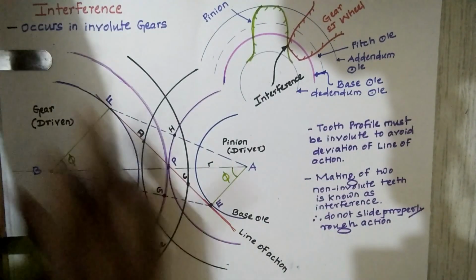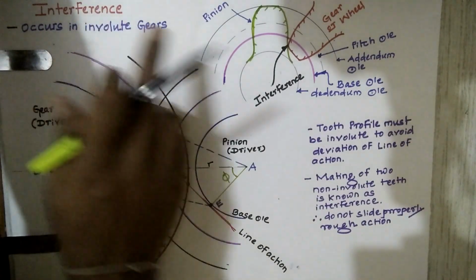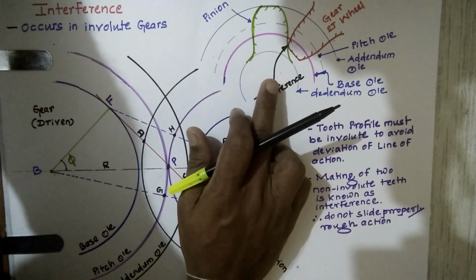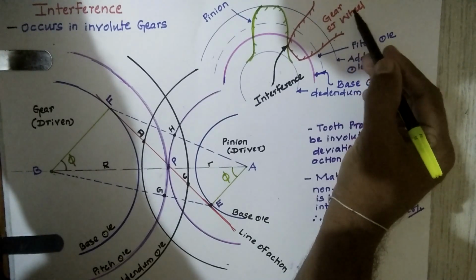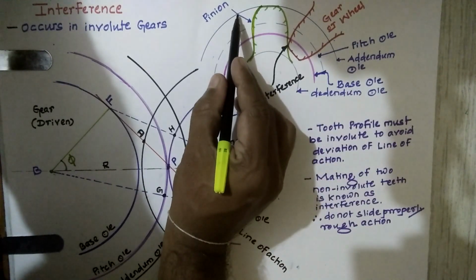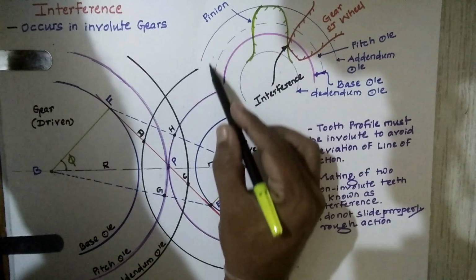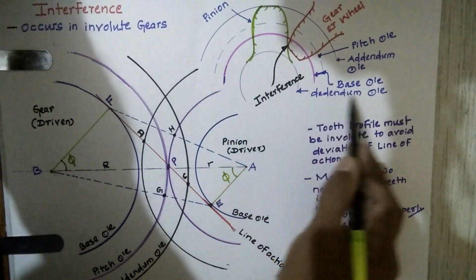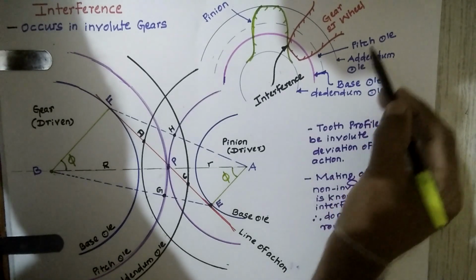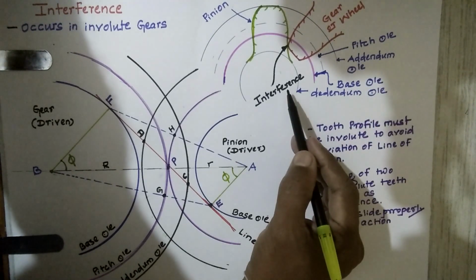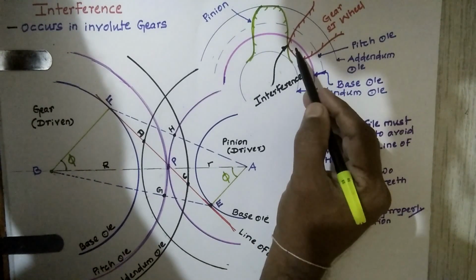Okay, today I'll go to the new topic, that is interference. In this figure I have taken a mating of two gears, a wheel or gear and one more, that is a pinion. For the pinion I draw the four circles: the dedendum circle or root circle, the base circle, the addendum circle, and the pitch circle. Look at this one, mating of the two gears.